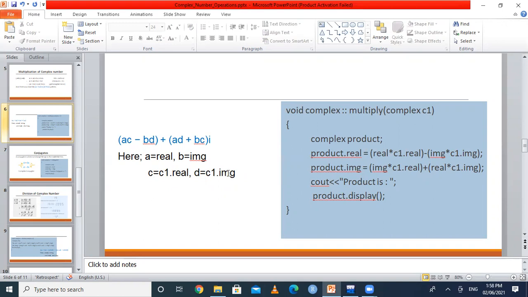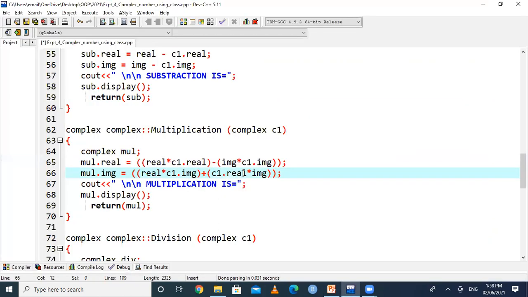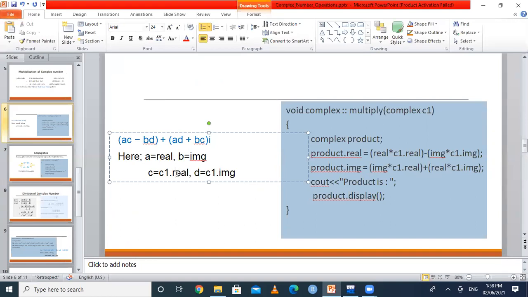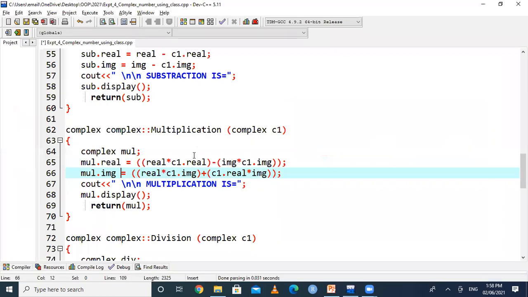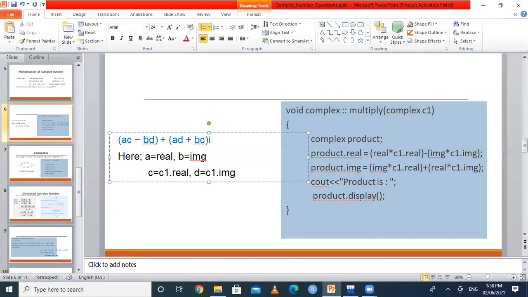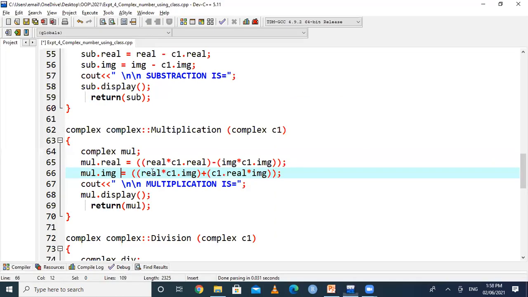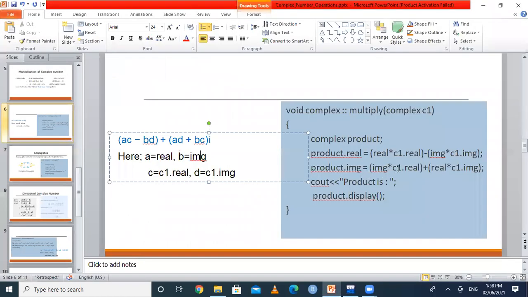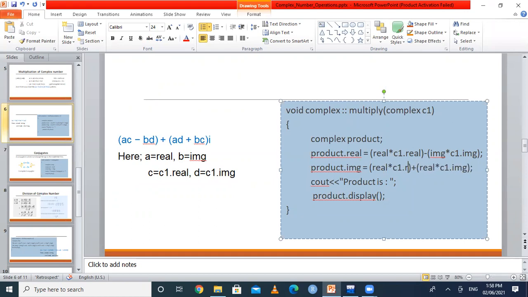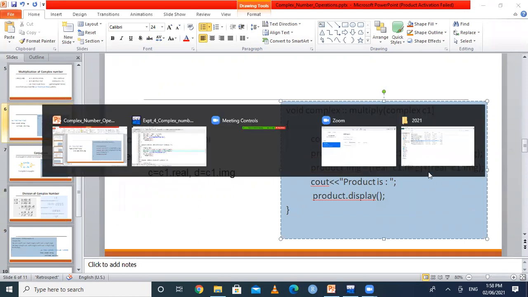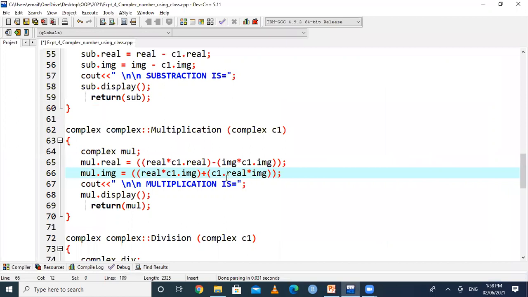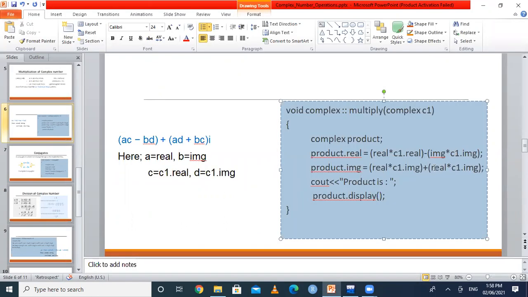So it is a multiplied by d, plus c1 dot real, which is equal to c, and imaginary is equal to b. So it is c1 dot real multiplied by imaginary. Here it should be changed to real multiplied by c1 dot imaginary, and then here it is c1 dot real multiplied by imaginary.